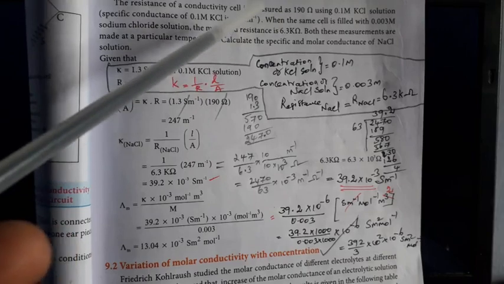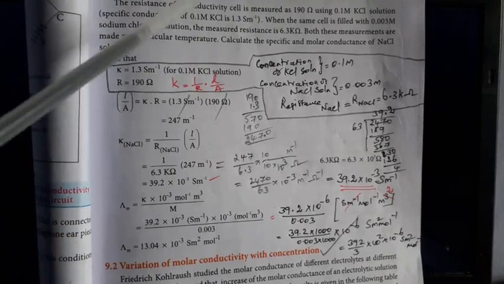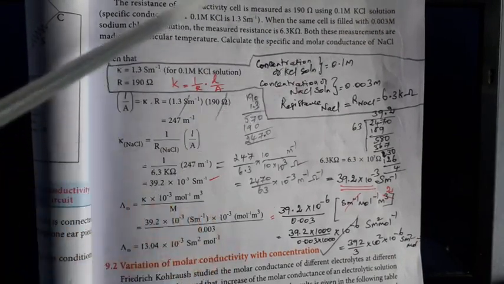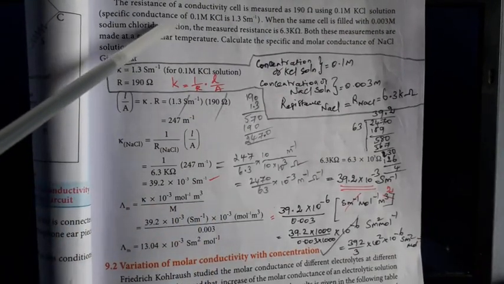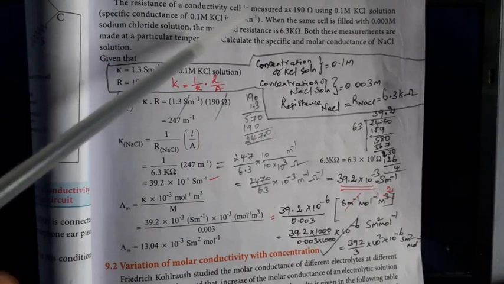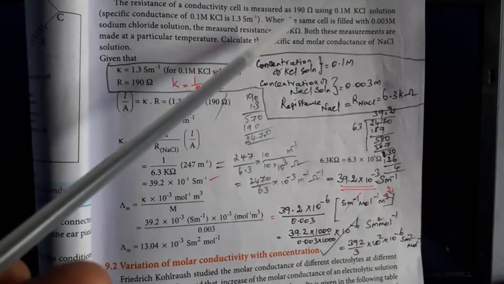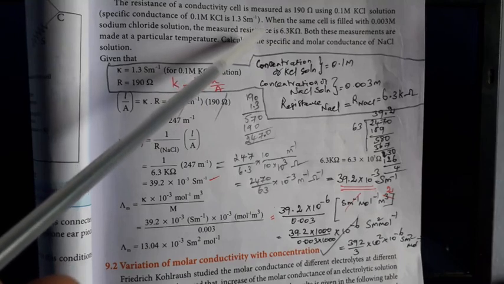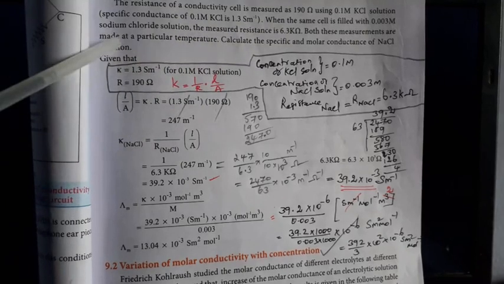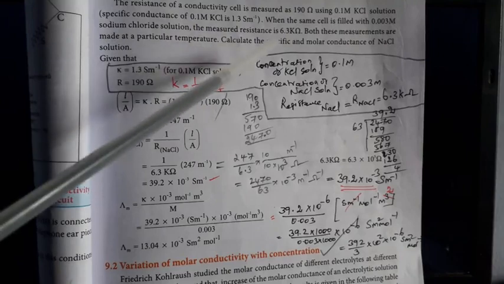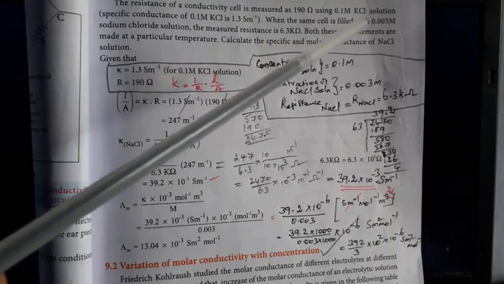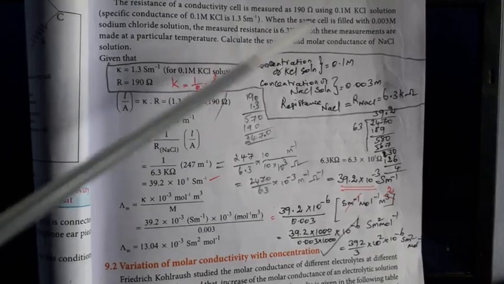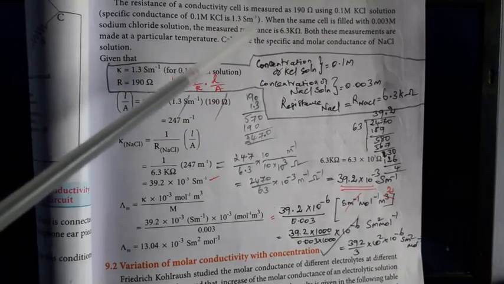When the same cell is filled with 0.003 mole sodium chloride solution, the measured resistance is 6.3 kilo ohm. The measurements are made at a particular temperature. Calculate the molar conductance of the sodium chloride solution. We want the molar conductance of the sodium chloride solution.